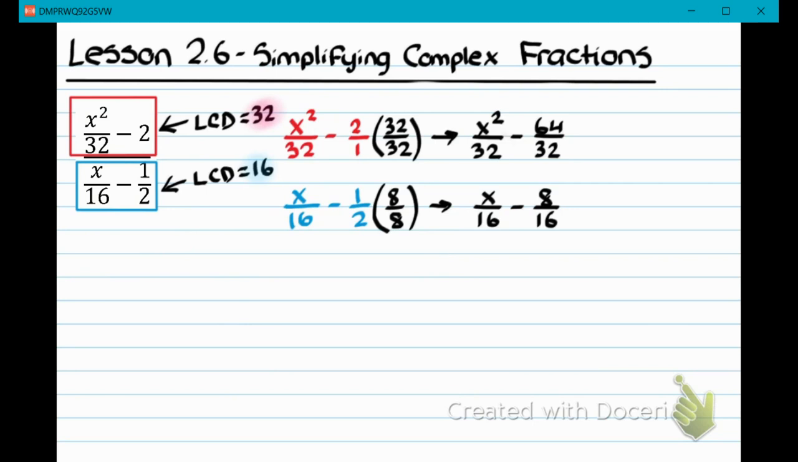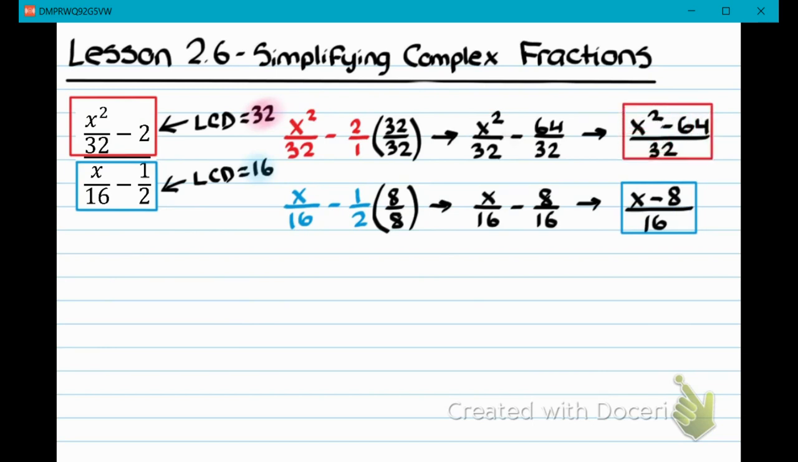Hopefully you said to combine like terms and actually subtract. So that would give me x to the second minus 64 over, remember, the common denominator, the LCD, stays the same, so 32. And then the denominator, the fractions that were in the bottom, were x minus 8 over 16. So remember, this was the bottom fractions that we made into one singular fraction. This was the top fractions that we made into one singular fraction, and these are being divided. So now what's my next step?